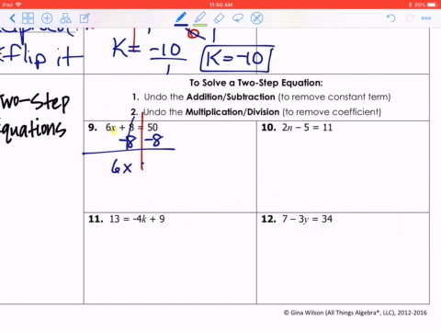And so we have 6x is equal to, now we have 50 minus 8, which is going to give us how much? Hopefully we know, 42. Okay. So now we have 6x equals 42, and we're going to divide, because 6x means multiplication. So now we do the opposite of that, we're going to divide both sides by 6. And so we would get that x equals 7. And we are done.